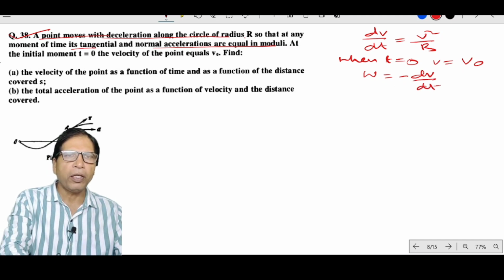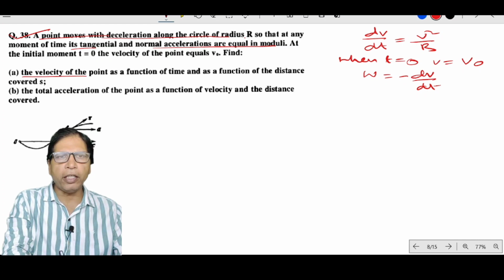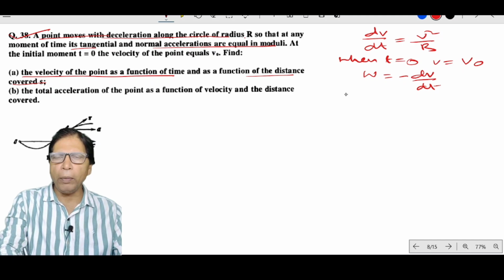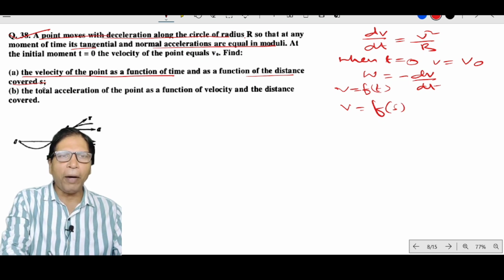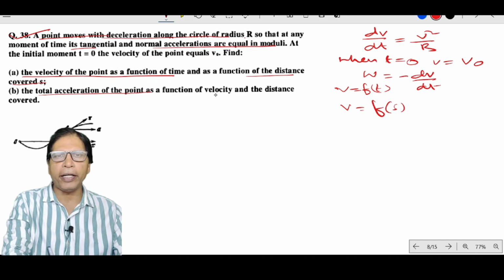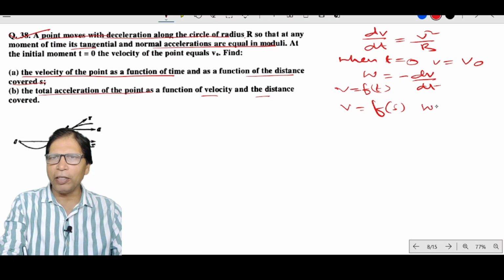Question number 1: the velocity of the point as a function of time and as a function of distance. So we have to express v equal to a function of t, and v as a function of distance covered. And finally, the total acceleration of the point as a function of velocity and distance. We have to calculate total acceleration W equal to the square root of tangential acceleration square plus normal acceleration square.